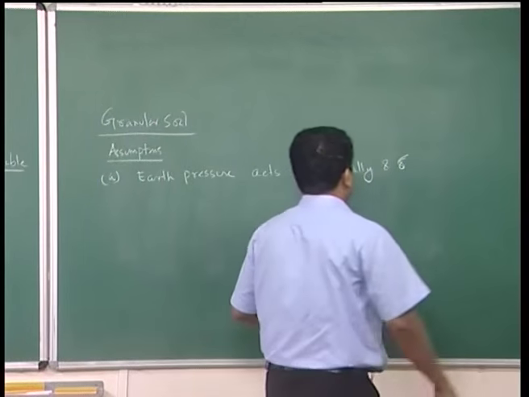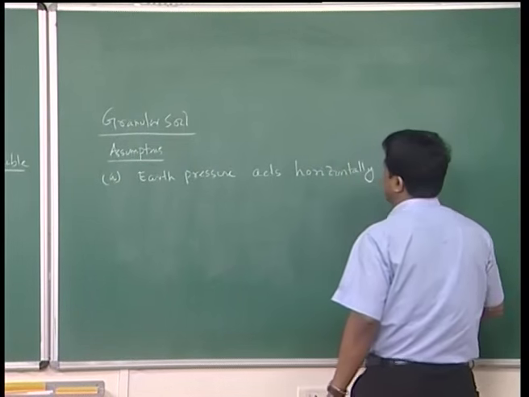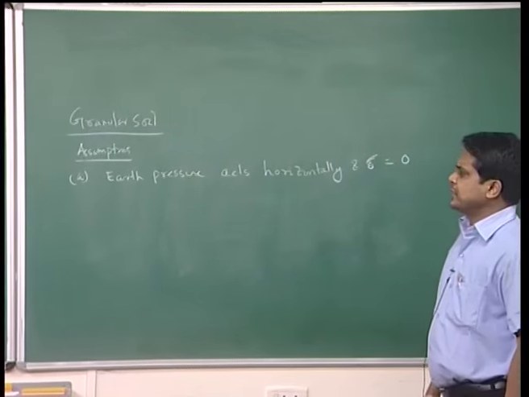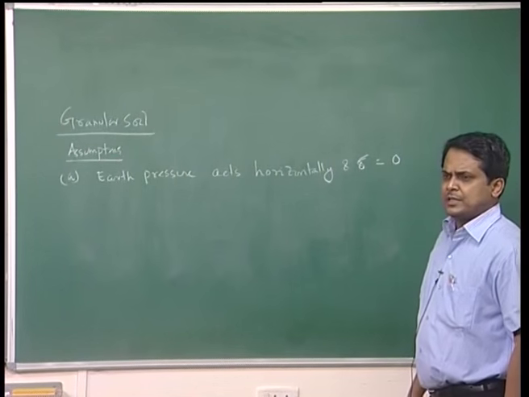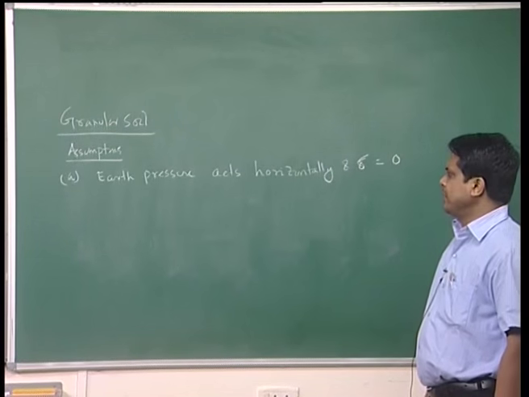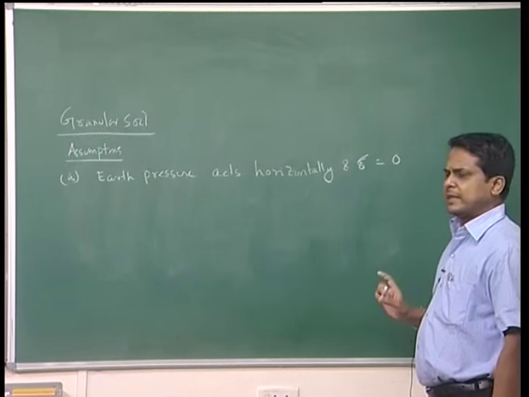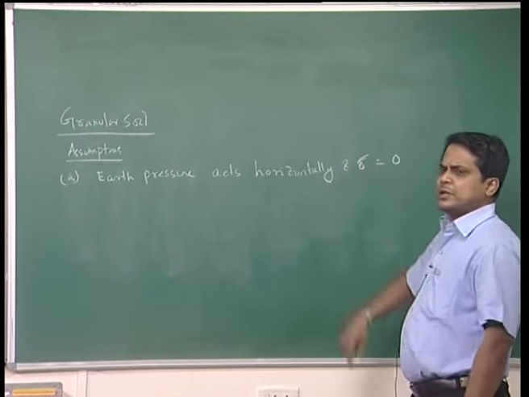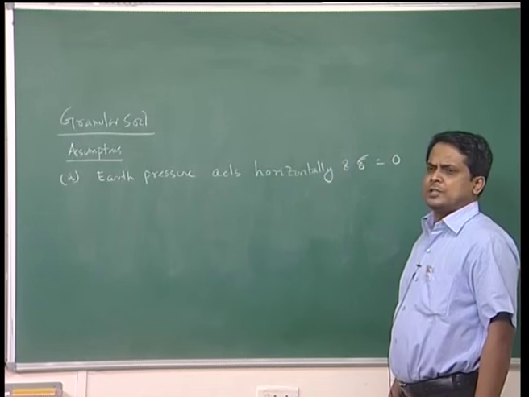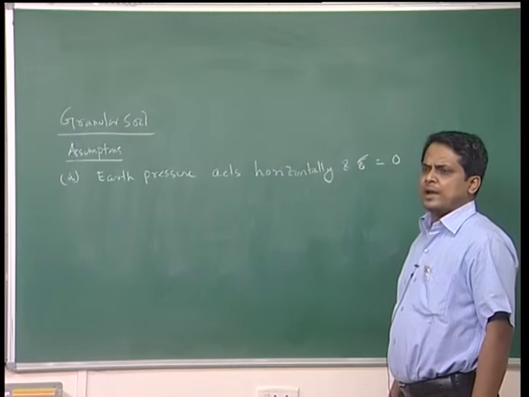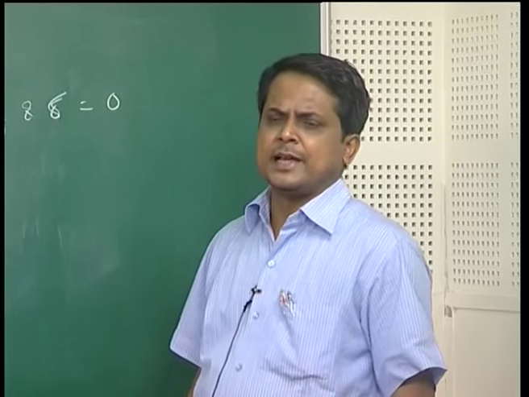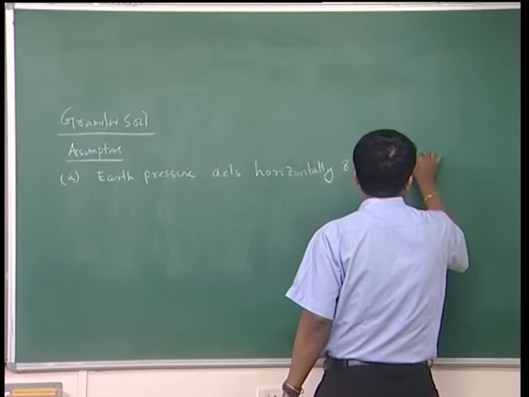So delta is 0, what does it mean? First assumption is earth pressure acts horizontally, that means it is not a curved earth pressure, this is a simple earth pressure acting horizontally. And the second part is your delta is supposed to be 0. That means friction between wall and soil should not be there, that means the assumption is a smooth wall.